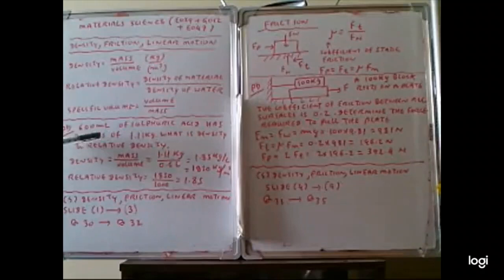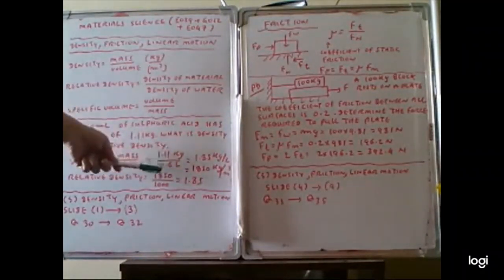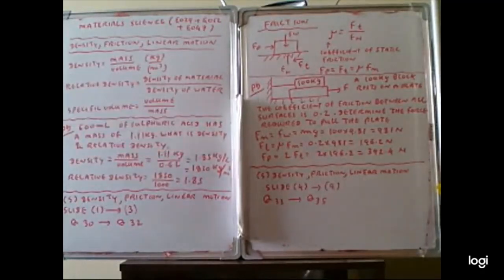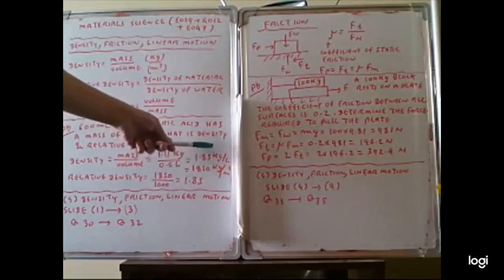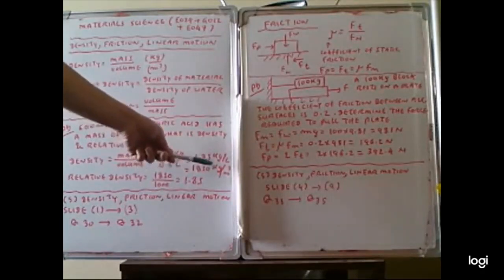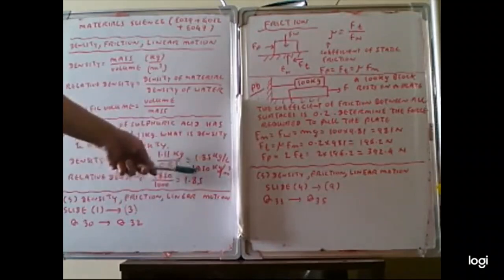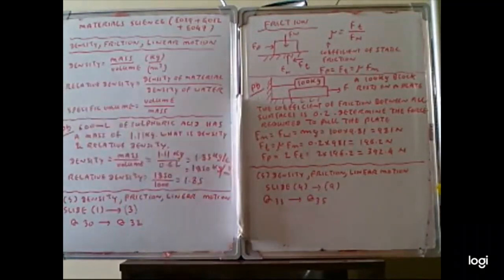Okay, we see this problem. 300 milliliters of sulfuric acid has a mass of 1.11 kilograms. What is the density and relative density? Firstly, we calculate the density. Density is mass by volume, 1.11 divided by 0.6. So this is 1.85 kilograms per liter. To change to kilograms per cubic meter, multiply by 1,000. So this is 1850 kilograms per cubic meter.